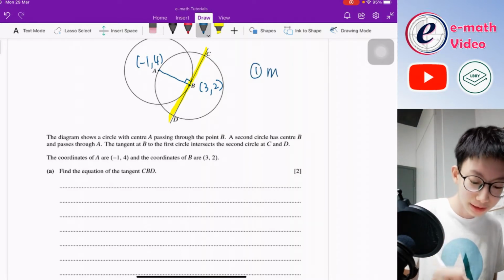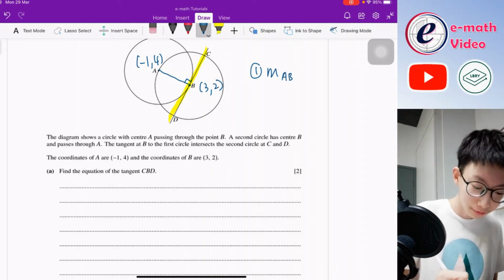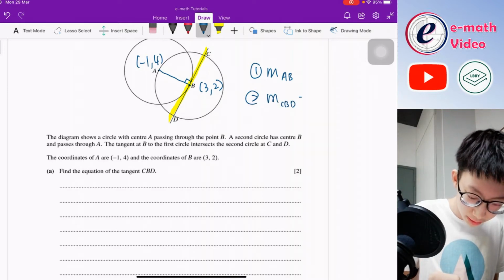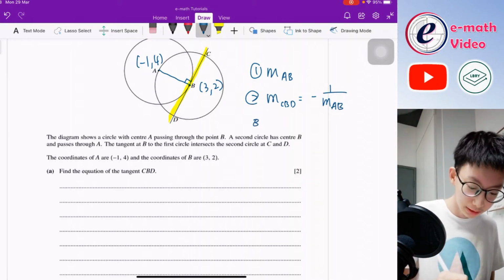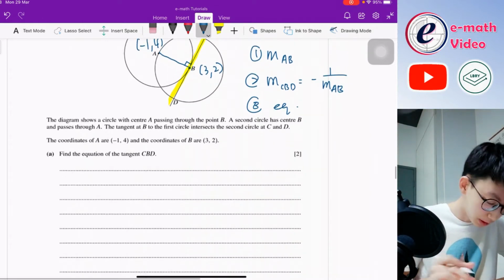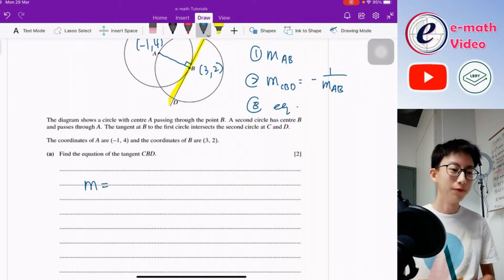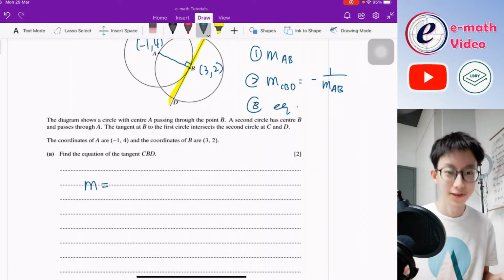First step is to find the slope, or the gradient, m of AB. Then we know that the gradient of CBD is equal to -1 over the gradient of AB. Then the third step, we find the equation. Gradient of AB. I like to call it slope, because when we talk about gradient, I think of color gradient. So let's call it slope, like the first derivative, or in business, margin or whatever.